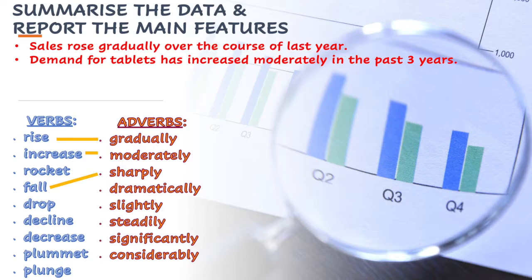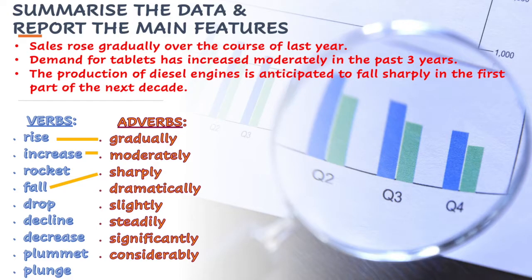But fall. Fall is not necessarily always sharp, it can be slight as well. So by saying fall sharply, I actually pinpoint what kind of data I am shown, which is basically an abrupt decrease. And we could get something like the production of diesel engines is anticipated to fall sharply in the first part of the next decade. As you can see, I'm using variations on the same sentences to better show you how you can vary your vocabulary and show off your language skills.